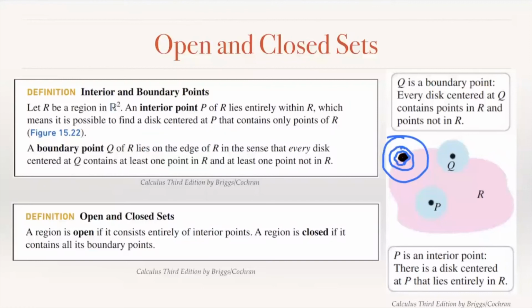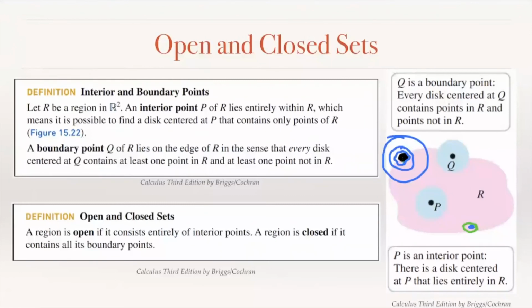And you can go ahead and mentally check that for every point inside of R, no matter how close to the boundary, I can choose a tiny disk around it that's entirely pink. So that would make it an interior point, whereas boundary points don't have that property.